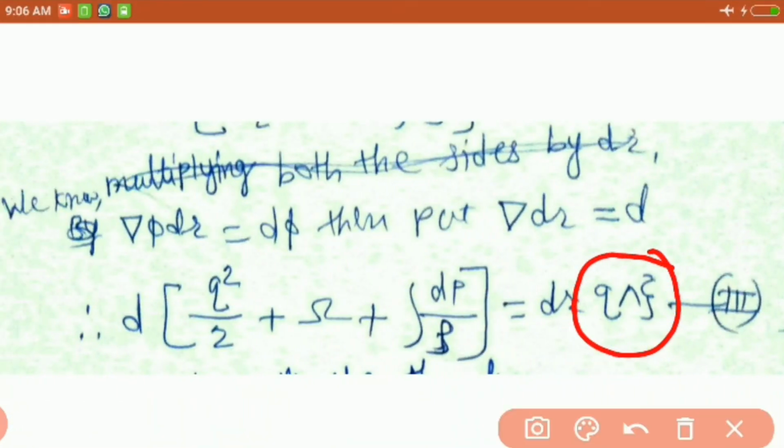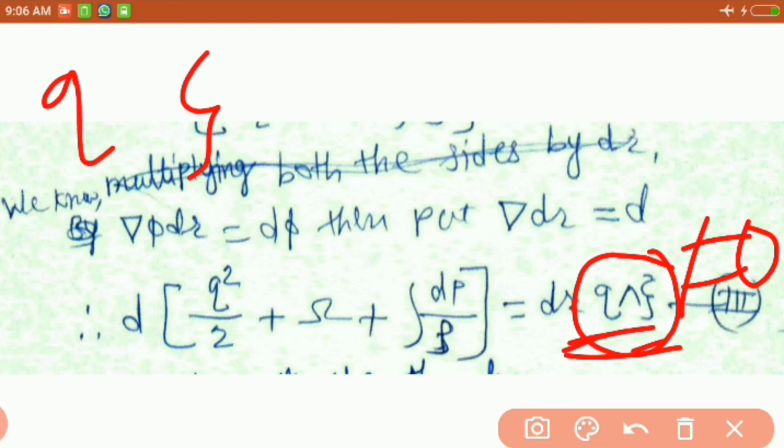Q cross zeta is not equal to 0. If q cross zeta is not equal to 0, if we take this case second, then this q cross zeta is perpendicular to the vector q and zeta.